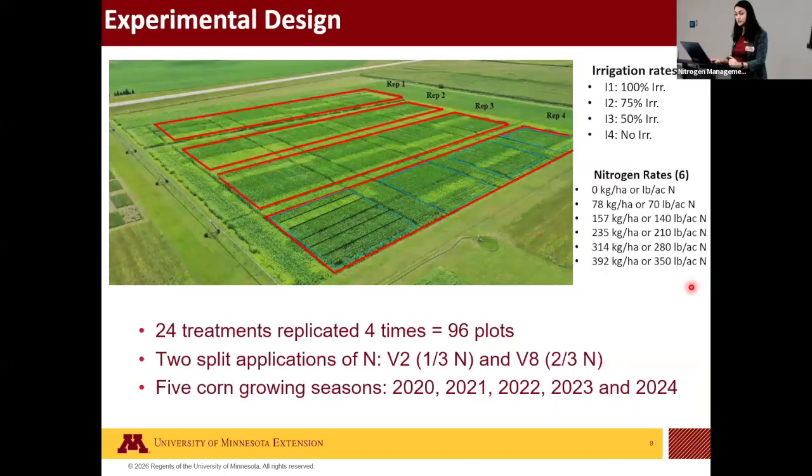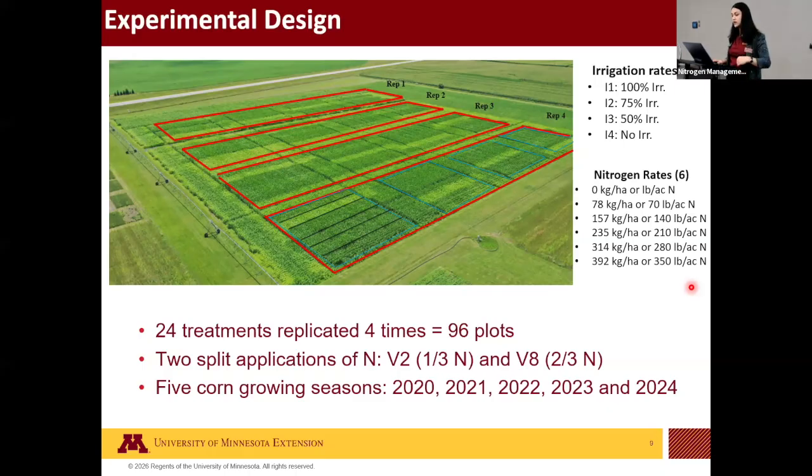This is our experimental design. We had 4 irrigation rates. So we started with 100% irrigation, and I'll explain what 100% irrigation is, because everybody interprets it in a different way. When I talk about these results, when I say 100%, that's what we use as 100%, not what a farmer is using as 100%. So just to clarify that. Then we reduce that rate 25% to make it 75%, then 50% and no irrigation.